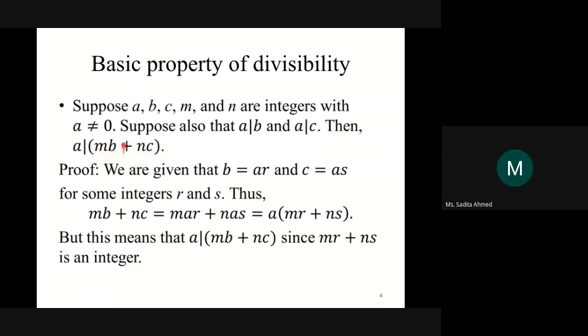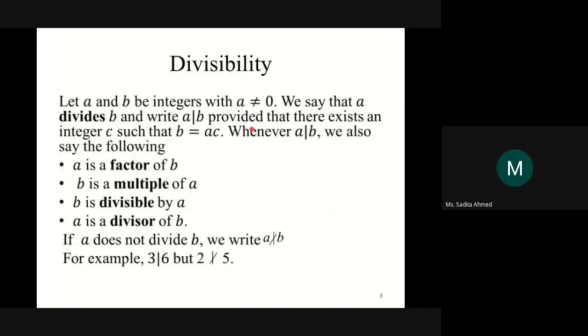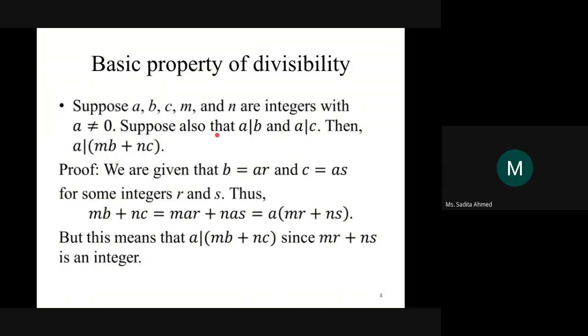Okay, MB plus NC. Now, in order to prove this, I use the idea of divisibility. When we say that A divides B, it goes to say that B is equal to AC for some integer. So if A divides B and the result is some integer, can we not say that if that integer is R, then B is equal to AR? Can we not say that, guys?